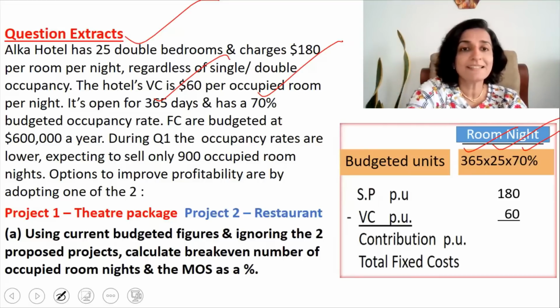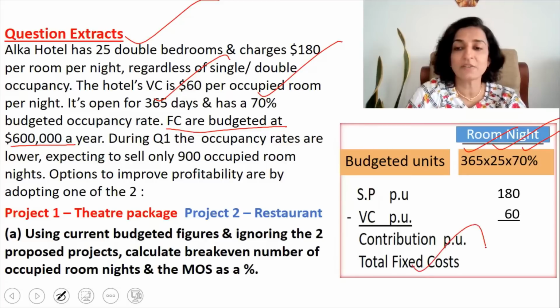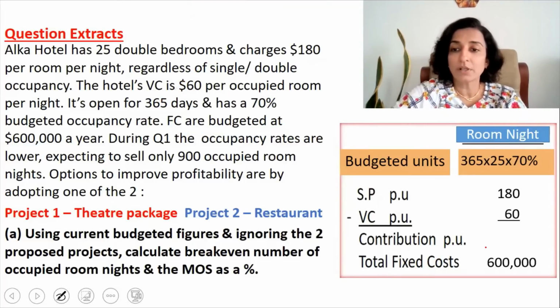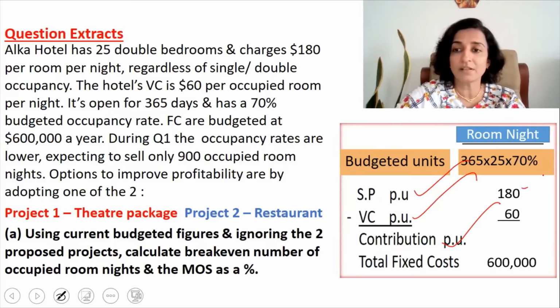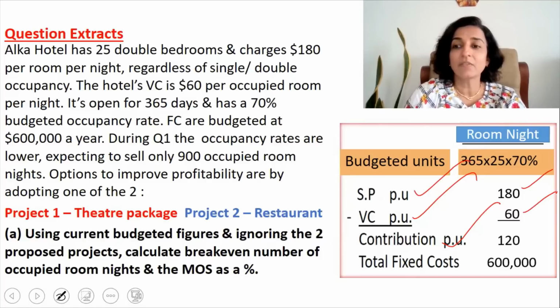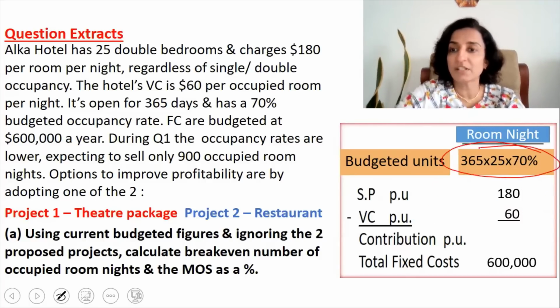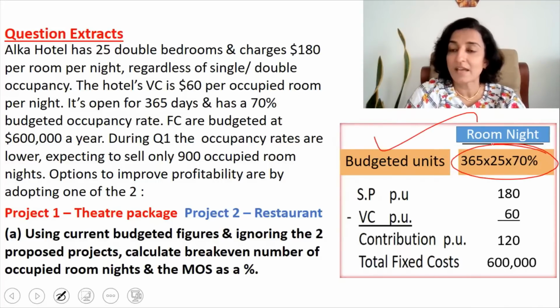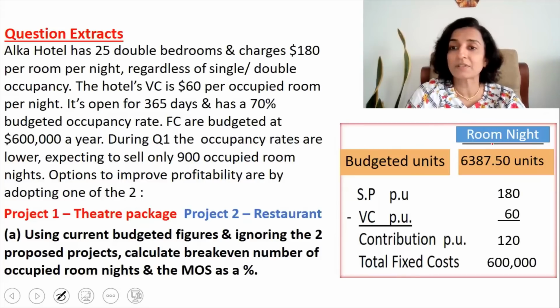Moving further, fixed costs are budgeted at $600,000 a year. So against fixed costs, we key in $600,000. Now the contribution per unit is selling price minus variable cost per unit. That is 180 minus 60, giving an amount of $120 per unit. Now we will solve the budgeted number of units: 365 into 25 into 70% gives 6,387.5 units. So our format is complete.